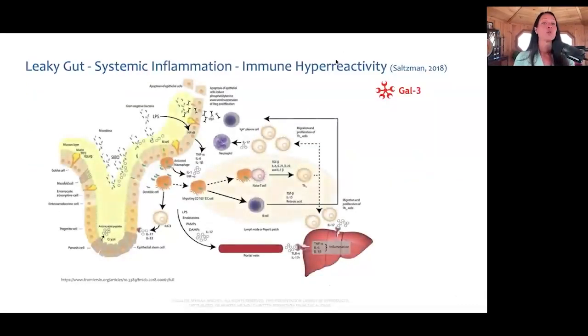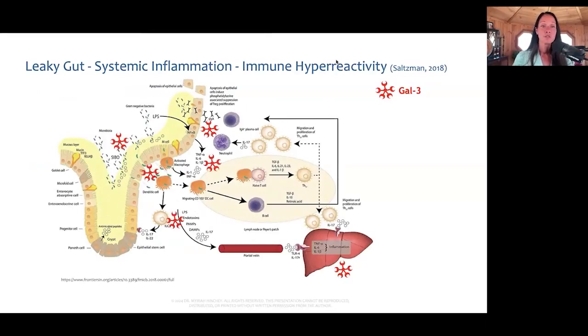And here's just a closer view of the outside of the intestine, the intestinal tube. And then we have that one cell thick lining. And then we have basically getting inside of the body and systemic circulation.